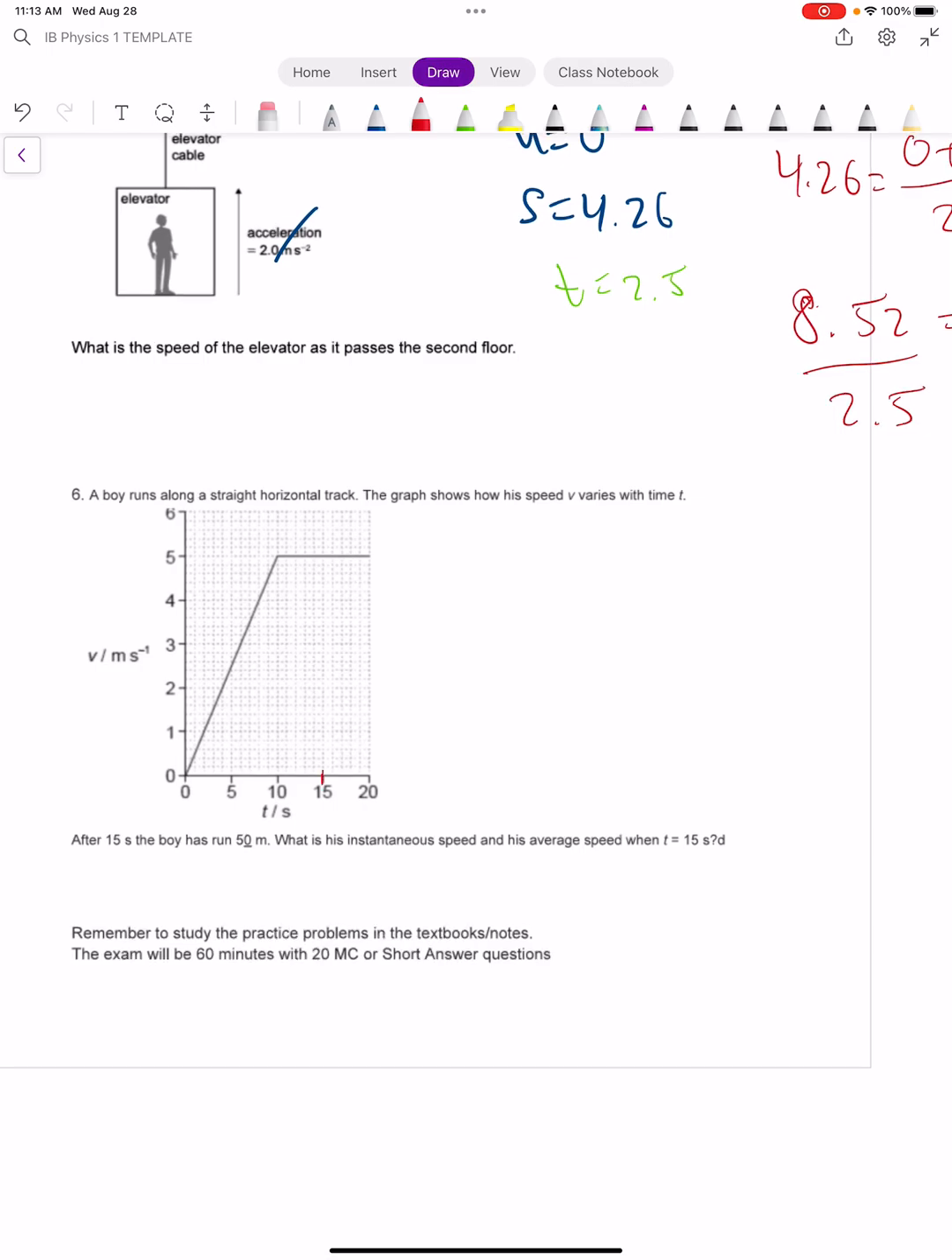So here is 15. So here's the instantaneous velocity. That velocity is equal to 5 meters per second. So that's the first answer. We'll say that's the part A.